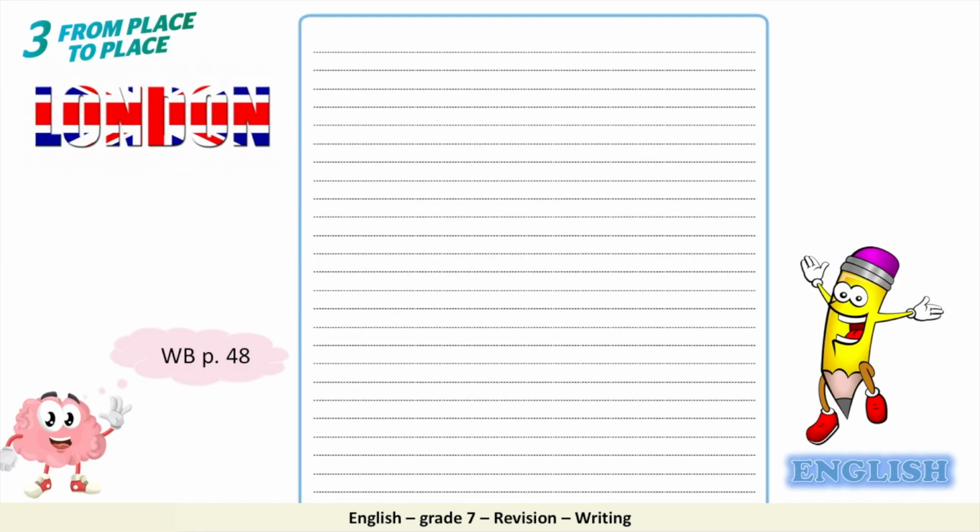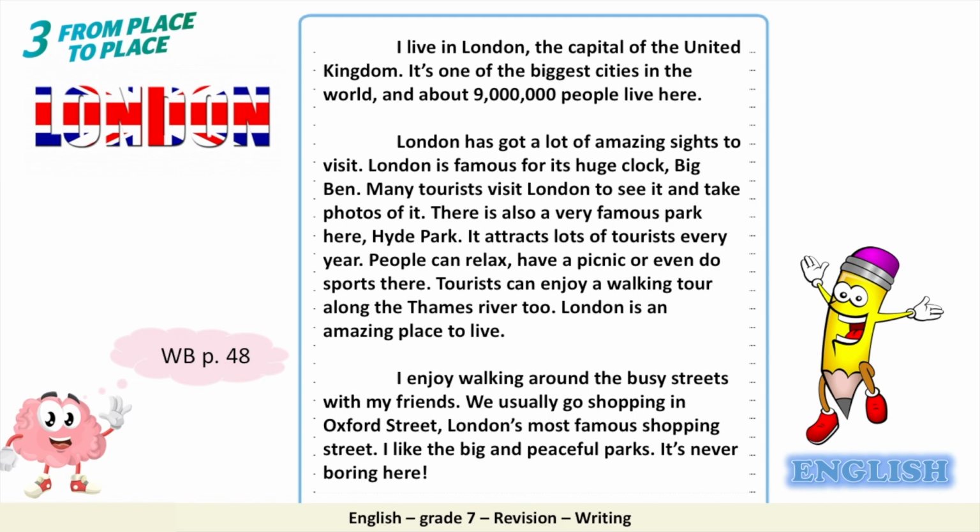Have a look at the following example. I live in London, the capital of the United Kingdom. It's one of the biggest cities in the world, and about 9 million people live here. London has got a lot of amazing sights to visit. London is famous for its huge clock, Big Ben. Many tourists visit London to see it and take photos of it.